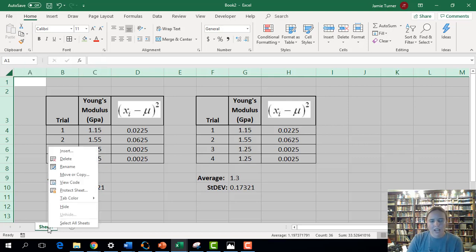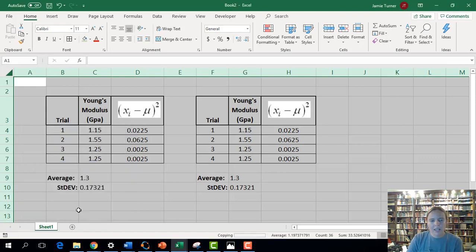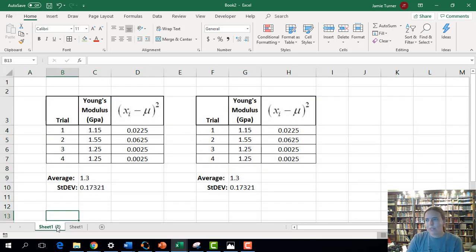Another option is just to right click on the tab and say Move or Copy, and click this little Create a Copy box and say OK, and then you have two sheets. See, now I have sheet 2, and they have exactly the same table set up. So a lot of the work on this before you take data is just getting these tables set up correctly so that when you take data, you can crank in numbers. It'll automatically do the calculations for you.